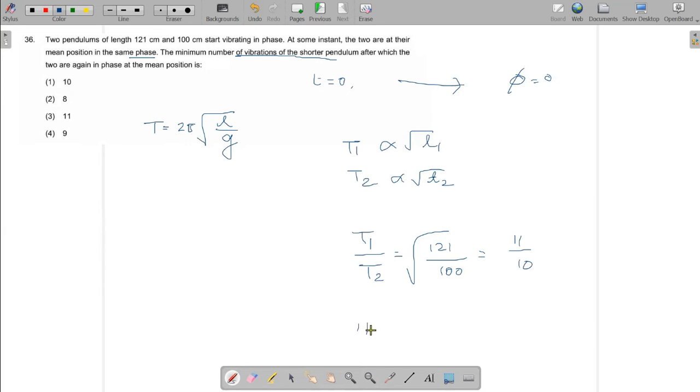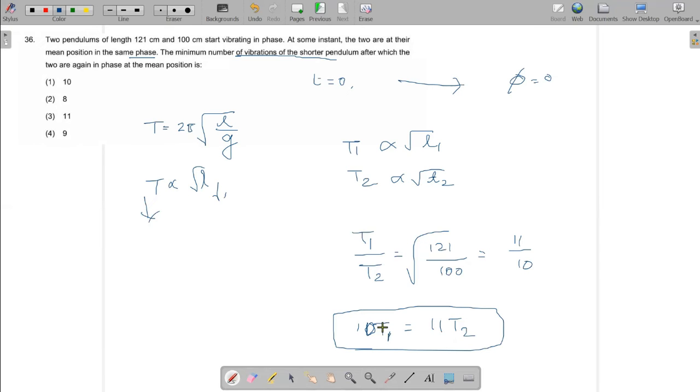Cross multiply. 11 T2 equals 10 T1. What is the meaning of this? The shorter pendulum has a shorter length, so its time period is less. Time period is directly proportional to the square root of length. If the length is shorter, the time period is less. It is clear. So this pendulum has the lesser time period.